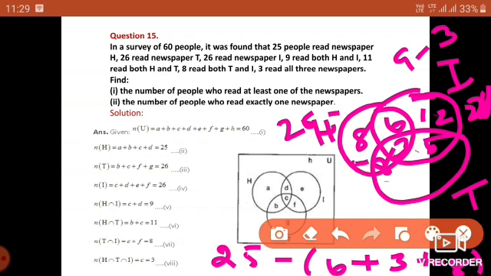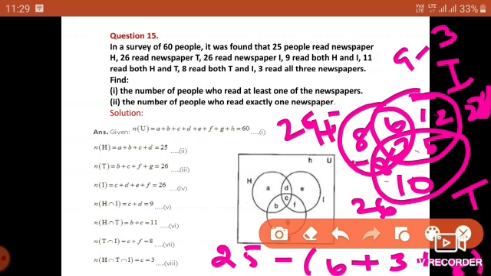Similarly, here also, how many people read newspaper T? 26. So 26 minus 8 plus 3 plus 5. Here you will be getting the answer as 10. This is how you have to fill it.